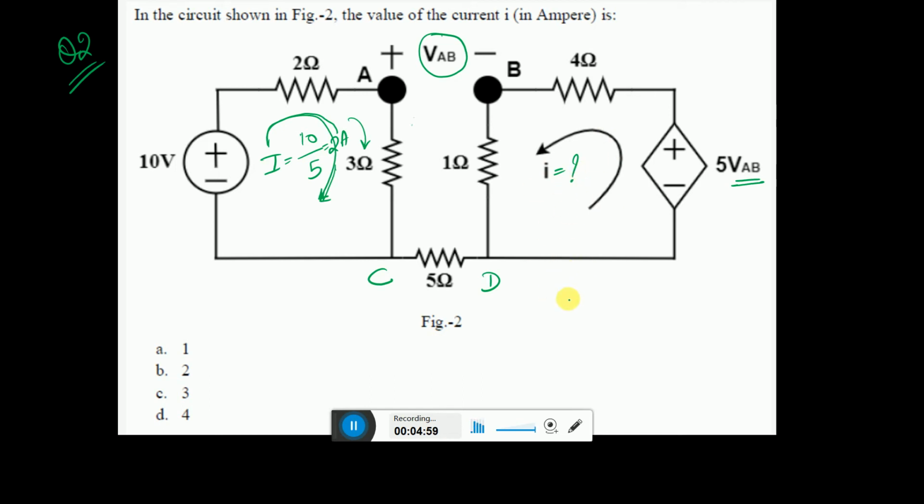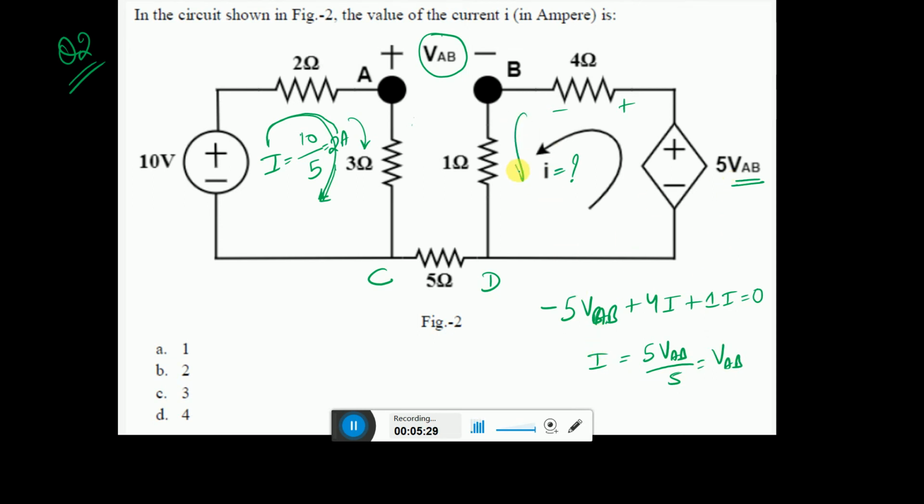So if you do the anti-clockwise and you apply KVL, you get minus 5 VAB, and then you get plus 4I, and then you get here 1I, and this is equal to 0. From here also you can get I is equal to 5 VAB by 5. This is equal to VAB. So whatever the value of VAB, that is the value of I here we got.